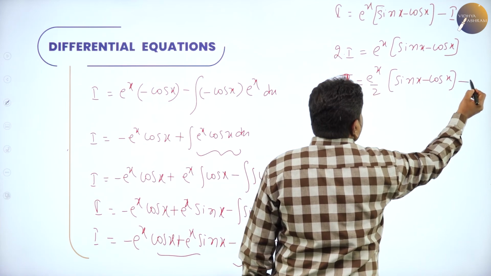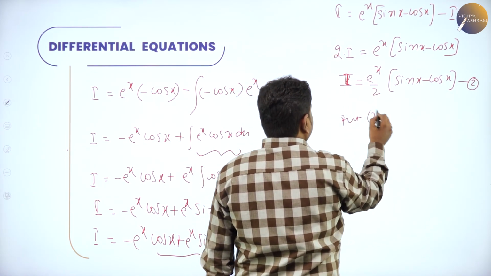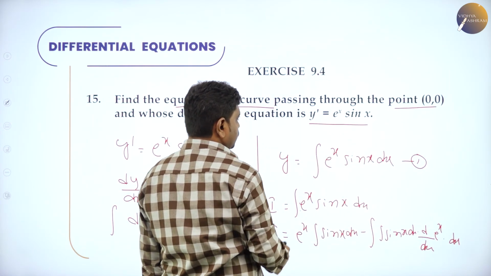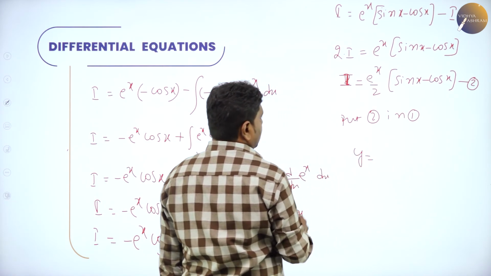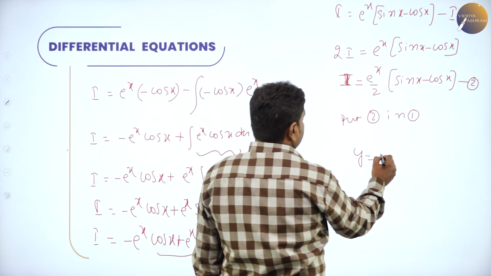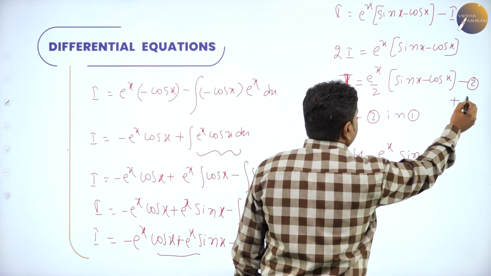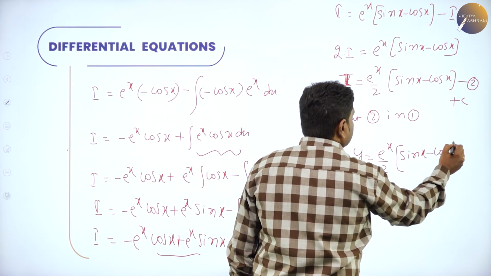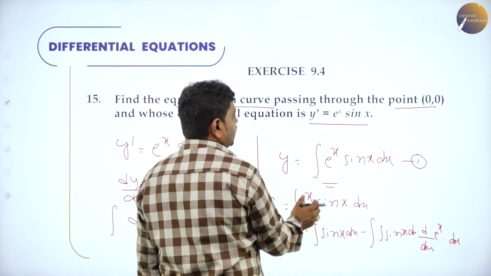Call this as 2. So put 2 in 1. What is 1? y is equal to I. So then it will become y is equal to e power x by 2 into sin x minus cos x, and always after integration we should put plus c. So y equals e power x by 2 into sin x minus cos x plus c. This is the general solution.